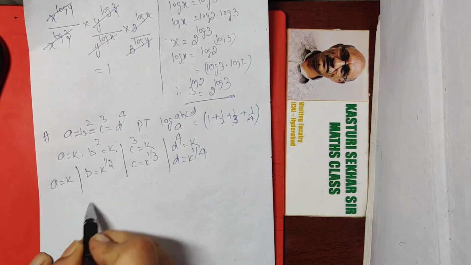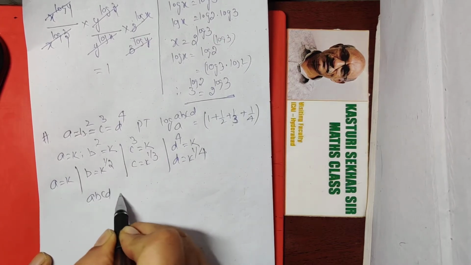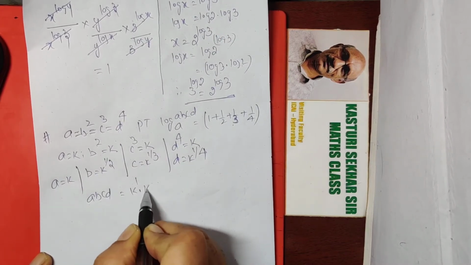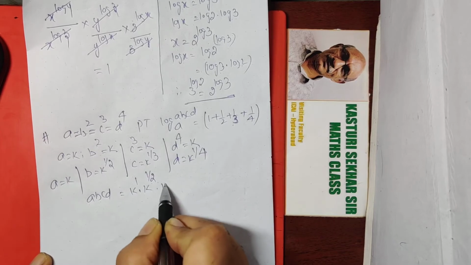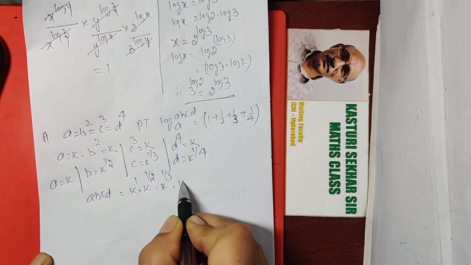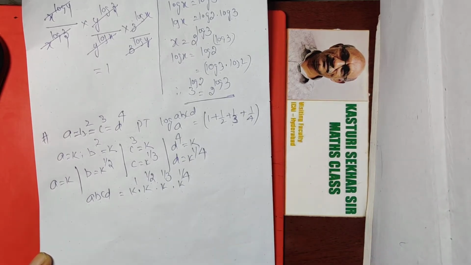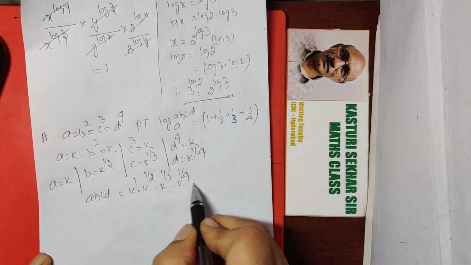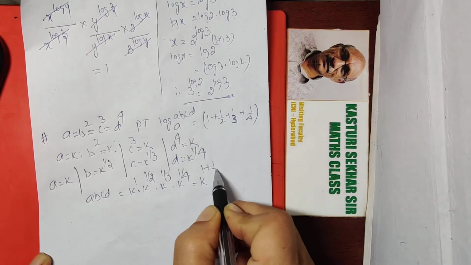Now ABCD is equal to K power 1, K power 1 by 2, K power 1 by 3, K power 1 by 4. Bases are equal and multiplication sign, powers can be added.